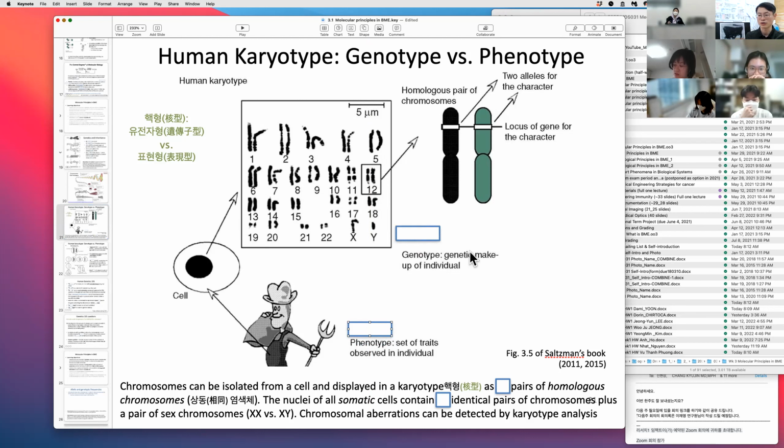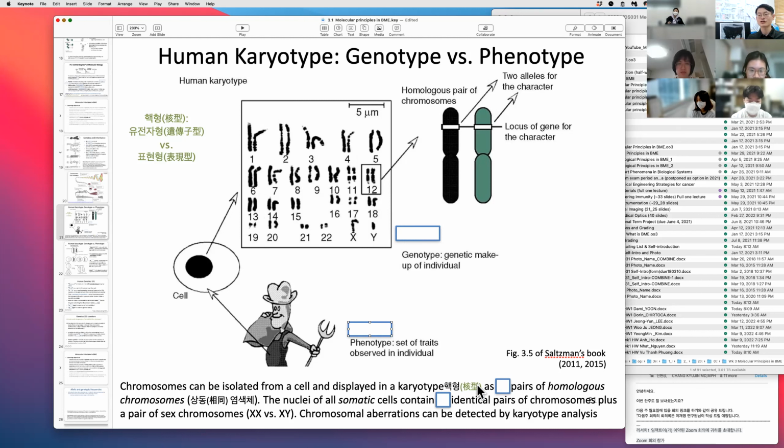I think it's already shown here. Let's see, chromosomes can be isolated from a cell and displayed in a karyotype. Okay, how many pairs of homologous chromosomes? So you guys know there's a homologous pair of chromosomes, which is common, but for male and female, there is a sex chromosome. So if that's XX, it's a female, XY, it's a male. So how many pairs of homologous chromosomes?